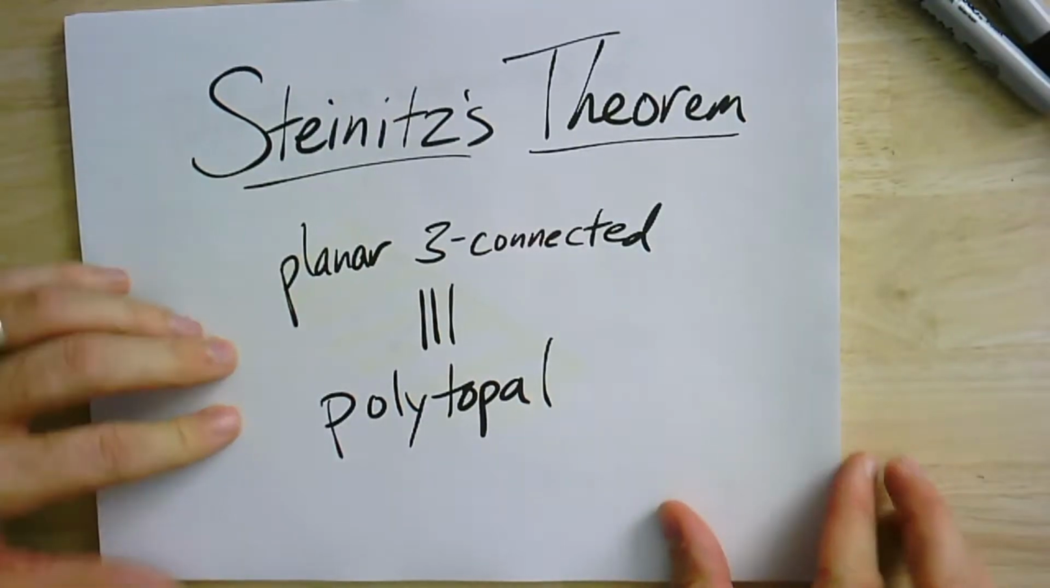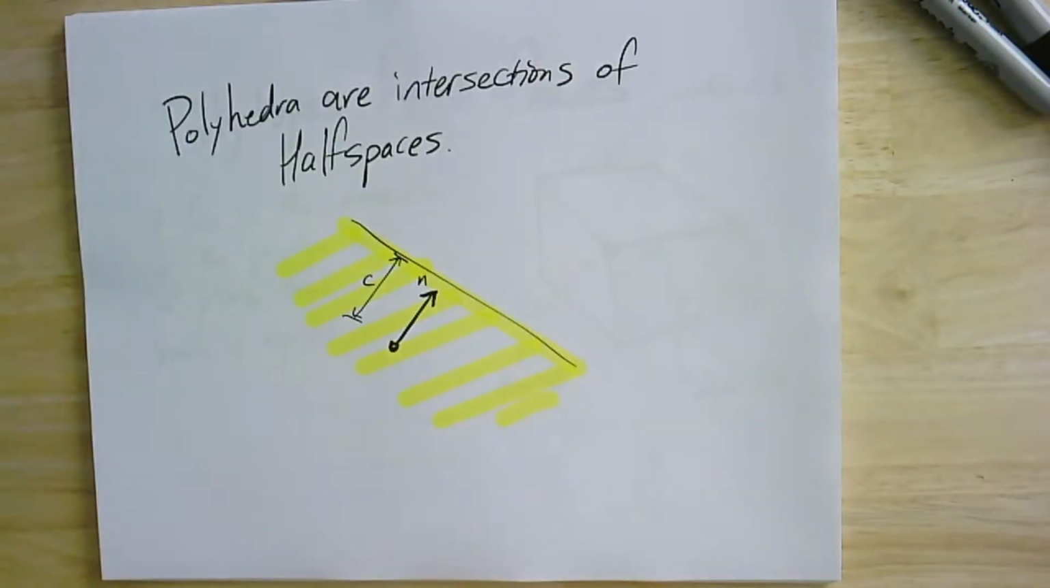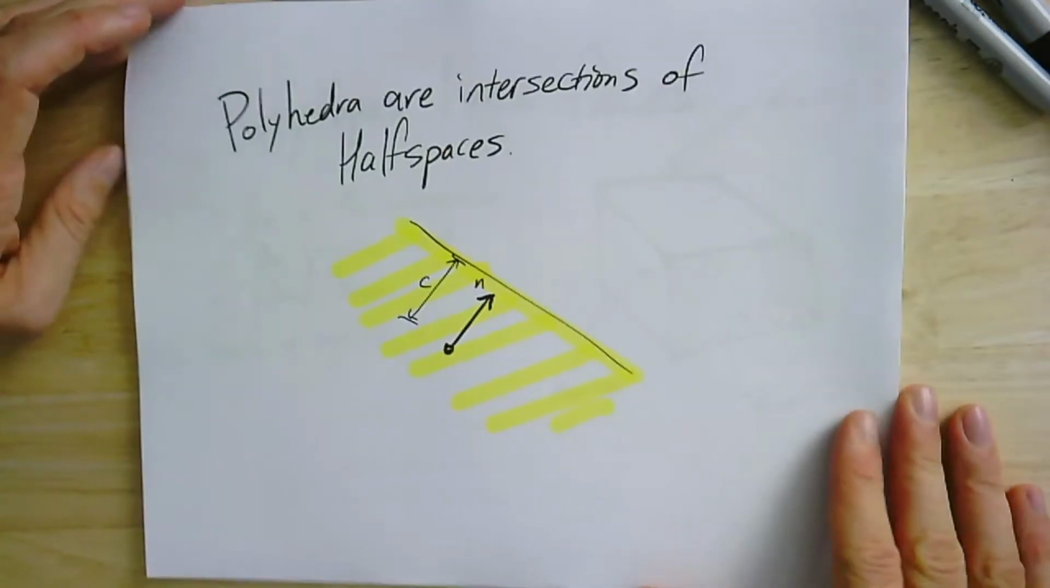Pretty much everything we've been doing for the last 2 weeks or so has been leading up to one of my all-time favorite theorems. This is Steinitz's theorem. So today we're finally going to show that every planar three-connected graph can be realized as the edges of a convex polytope in 3D.